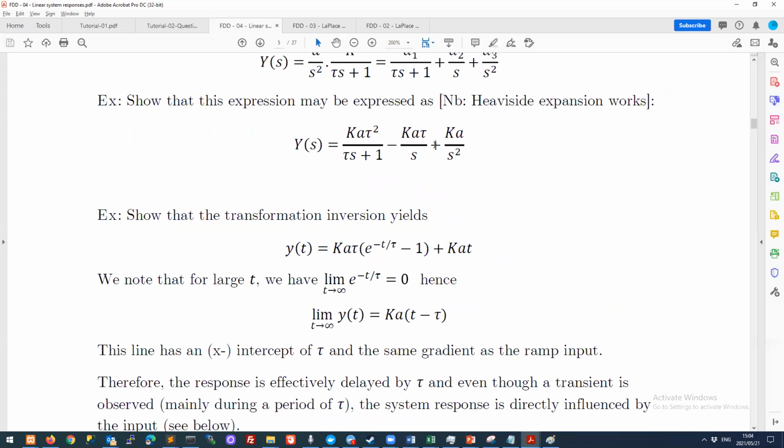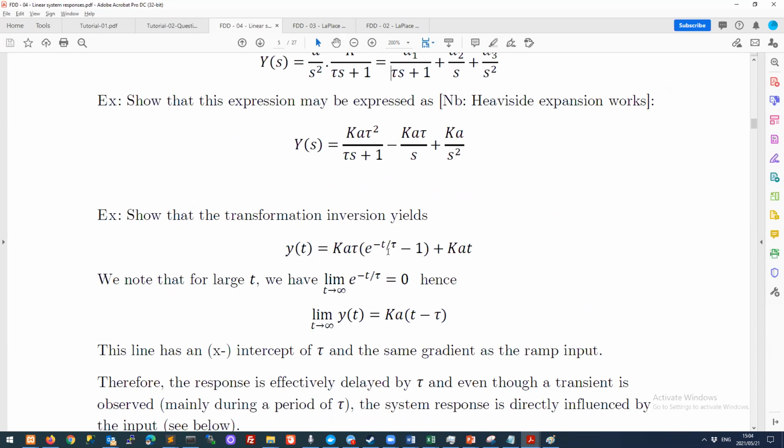Okay, so that's what we've done there. And now we invert into the time domain and we get this solution. So this is fine as it is. That helps us understand it, but it's also useful to consider the asymptotes. So how does this behave as time goes on? If you think about as t goes to infinity, what happens here?